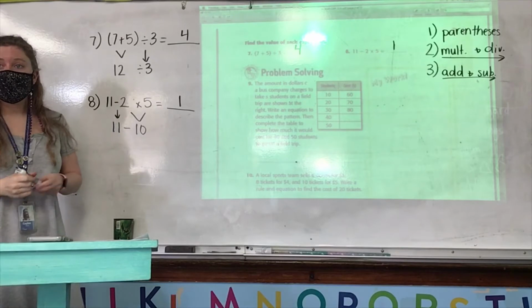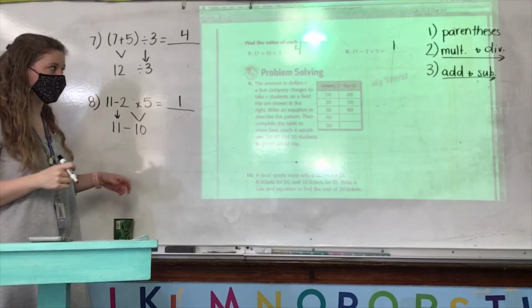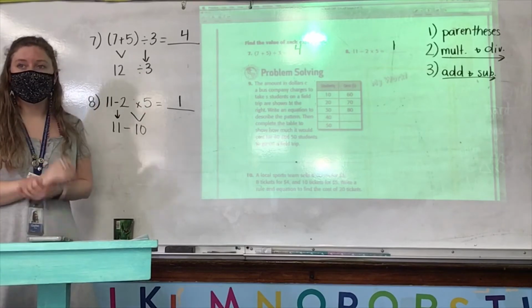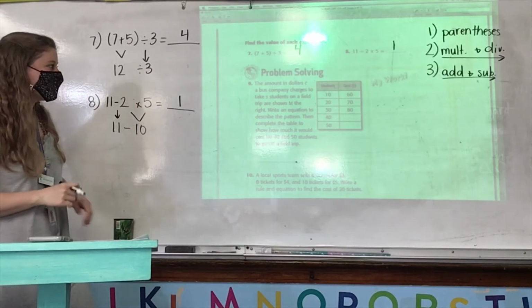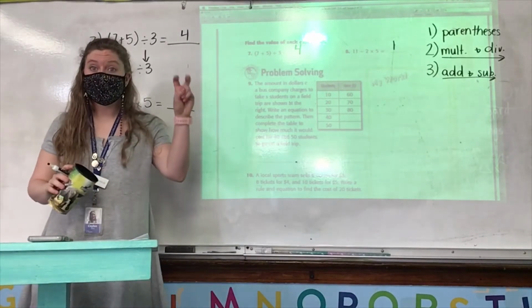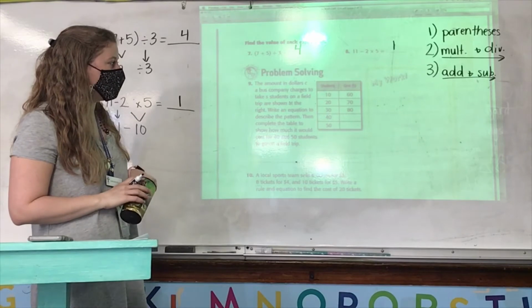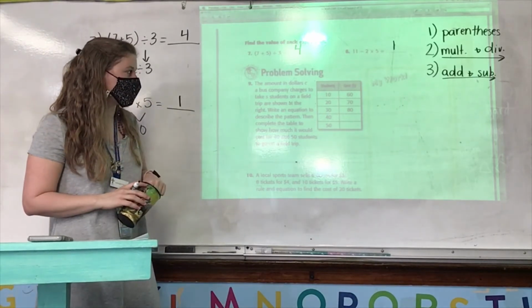Okay, everybody with me and ready for number 9? We have a good old input-output table with a word problem. Does that really change what we do at all? No. Okay, number 9. The amount of dollars, C, a bus company charges to take S students on a field trip are shown at the right.